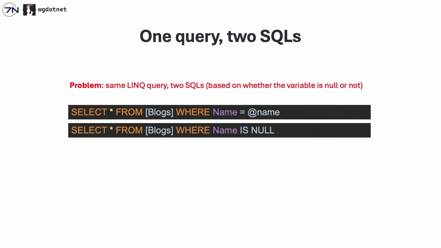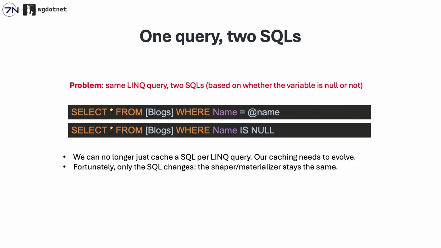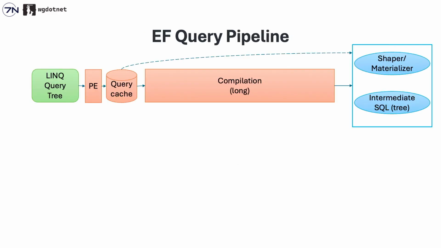And for 5 parameters, how many different SQL permutations do we have? 2 to the power of 5, right? Yeah, that's not so good. But that's exactly what EF does. So let's introduce this into the query pipeline. Don't worry, we're going to be okay.